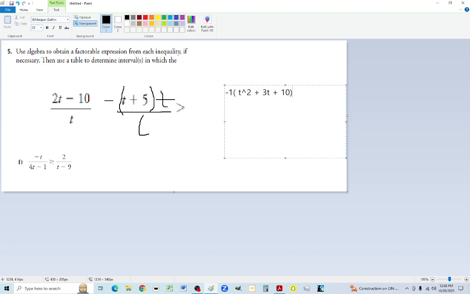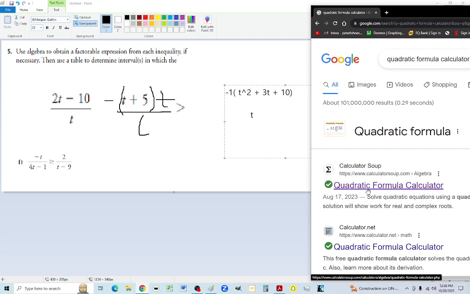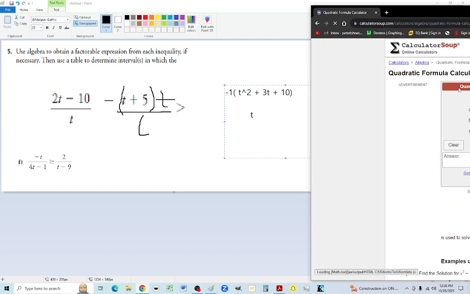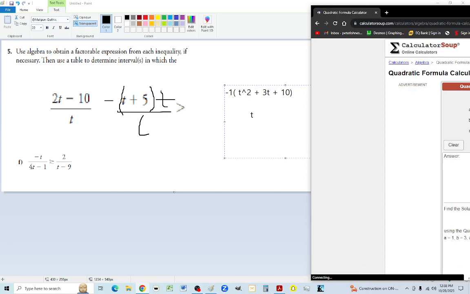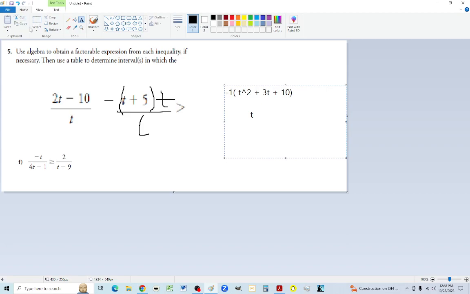So it's all over t, so you'd have to take a quadratic. And you've got to put in 1 for A, 3 for B, and 10 for C, and then we get non-possible answers. So I think either that one's not solvable or I did it incorrectly.